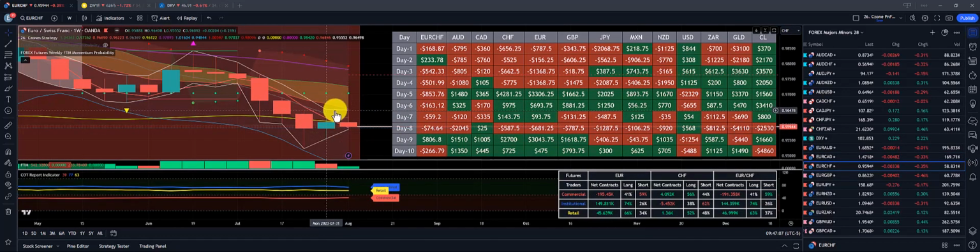Euro Swiss franc, all below the dragon. This is to the upside on the previous week. No trade for this week. Overall loss of $233 that previous week, so no trade this week.